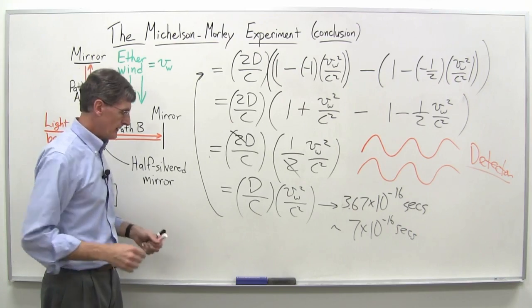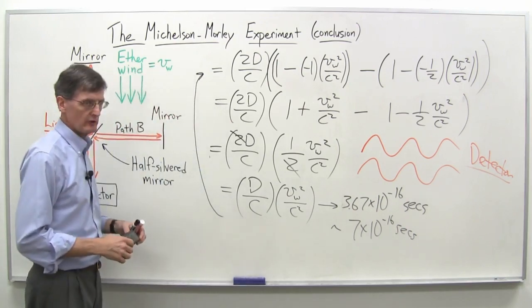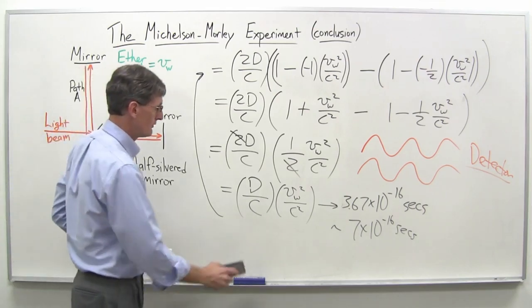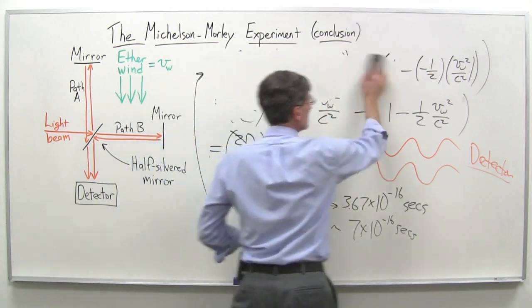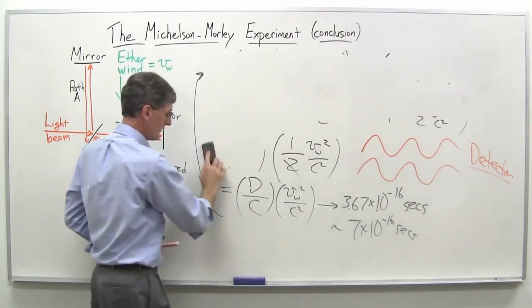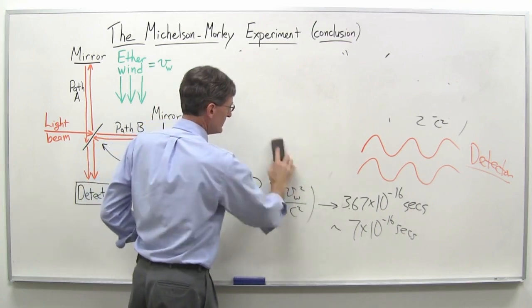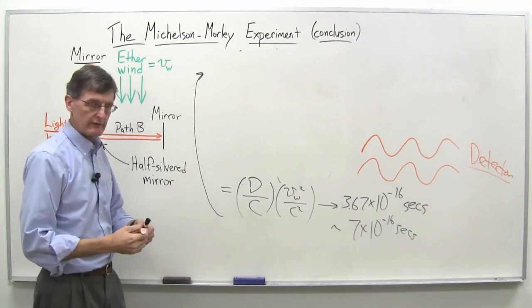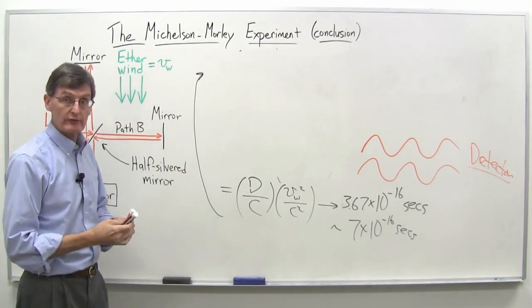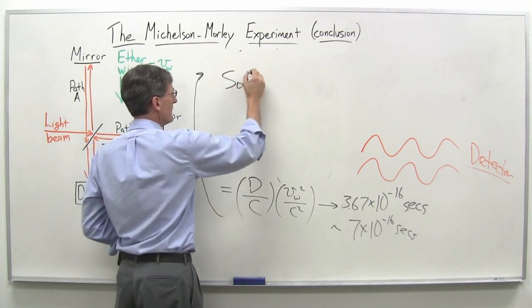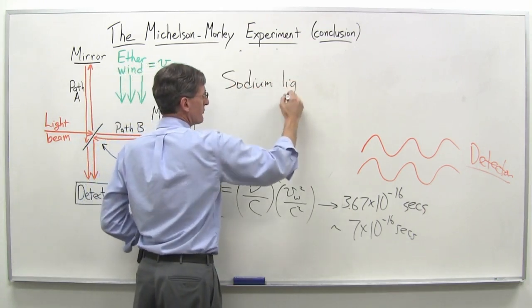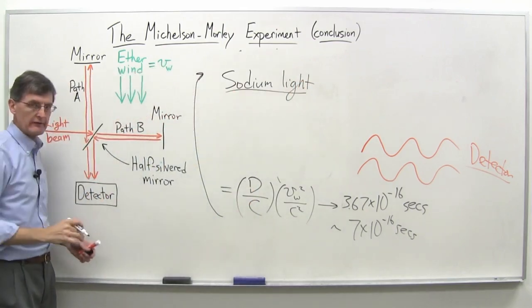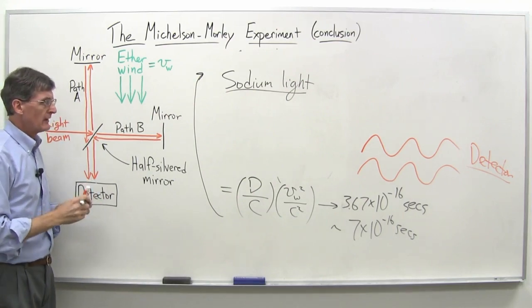Well, it turns out that the light they were using was sodium light. Let's erase some of our analysis here now. We don't need this. We've got our final answer down here, our final answer for delta T, the time difference, 7 times 10 to the minus 16 seconds. They used, as I mentioned, sodium light, which is a very nice, bright source of light that they could get into a beam and send into their apparatus like that.